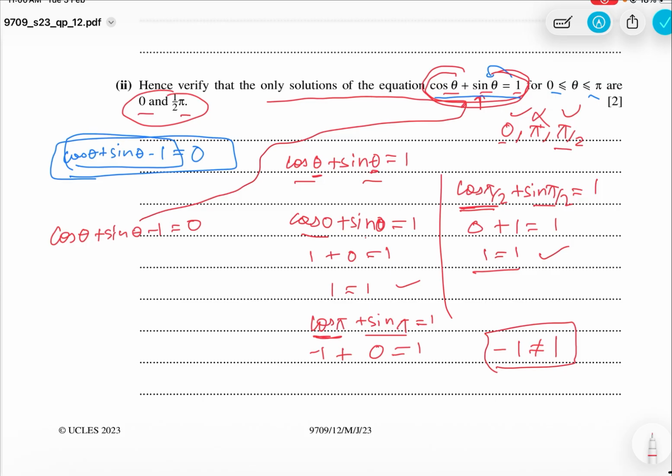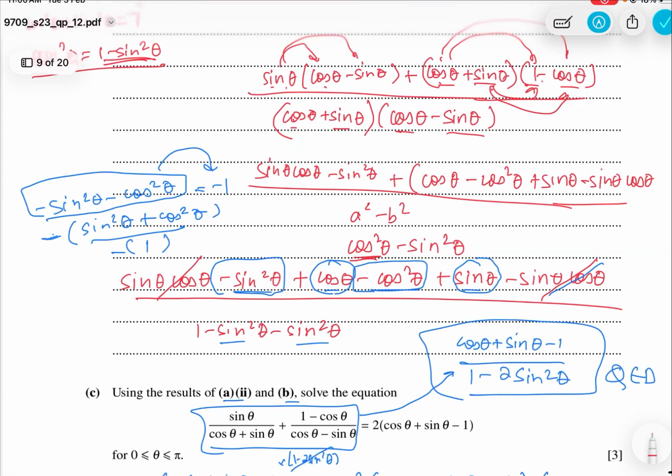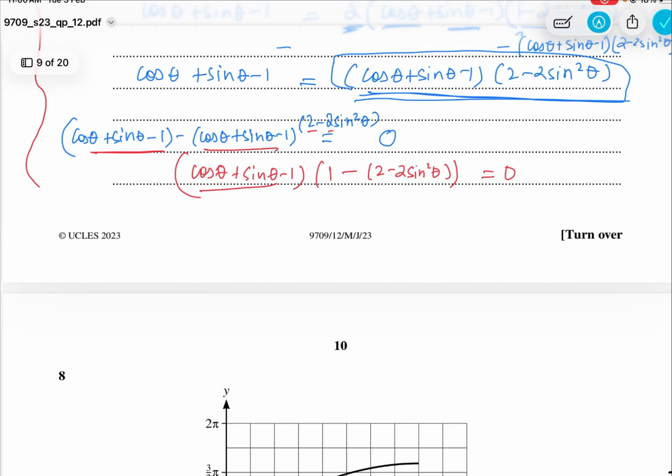And we had two answers, two solutions for them, 0 and pi by 2. So we know the solution of this part. When we send this whole part in the denominator of 0, this part will become cos theta plus sine theta minus 1 equals to 0, and it has two solutions, 0 and pi by 2. Let's talk about this part now.